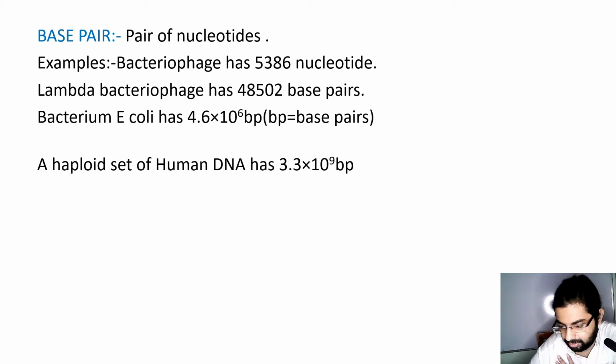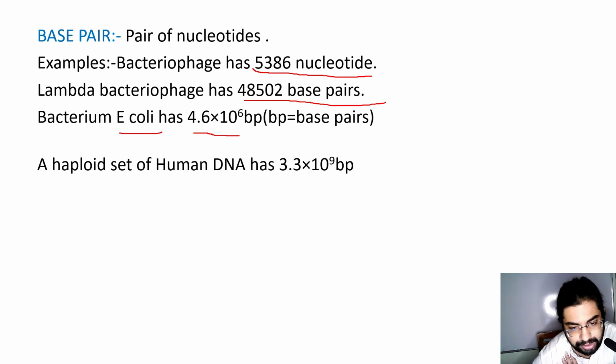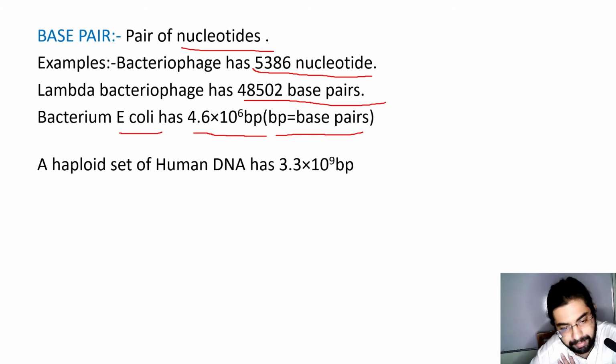Now base pairs, that is, pairs of nucleotides. A bacteriophage has 5386 nucleotides, and lambda bacteriophage has 48,502 base pairs. The most common gram-negative bacterium, Escherichia coli, E. coli, has 4.6 x 10^6 base pairs. BP stands for base pairs of nucleotides. Now what are base pairs? That is a pair of nucleotides. I'll discuss this in the Watson and Crick model. This is just the introduction to the structure of DNA, so you should remember. A haploid set of human DNA has 3.3 x 10^9 base pairs.